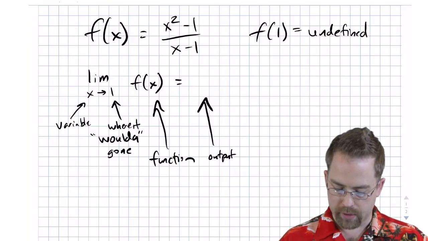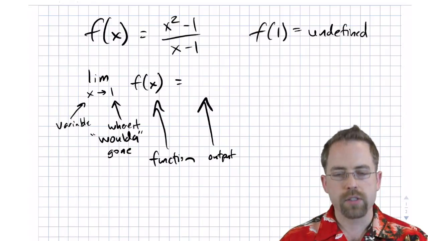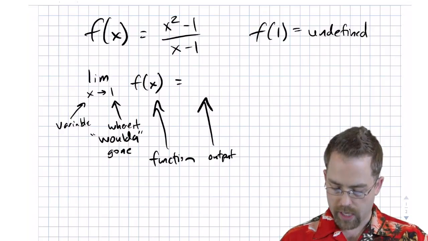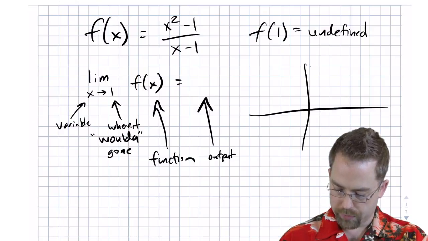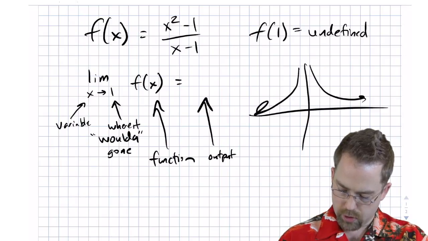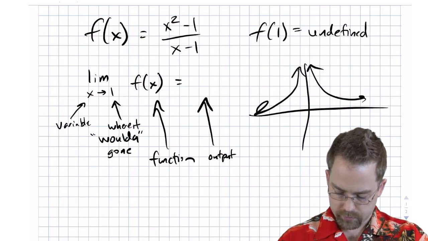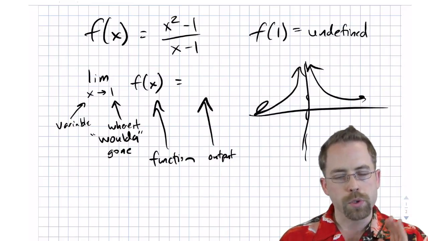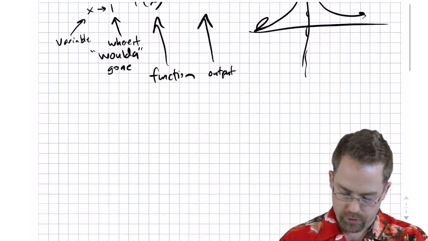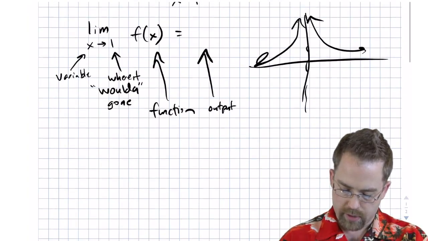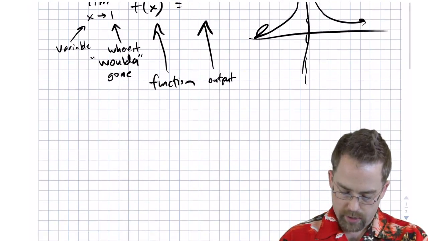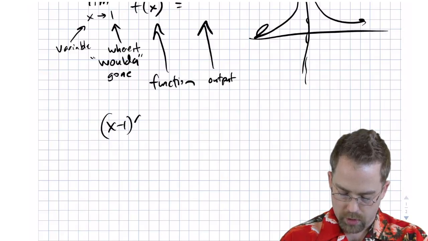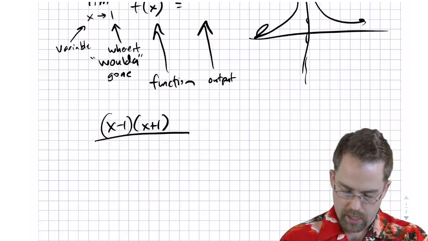Okay, so how do we think about this? What does x squared minus 1 over x minus 1 look like? Well, your first thought is to say this is going to be some kind of rational function, you know, with the asymptotes and crazy stuff like that. But notice the algebra helps you enormously. If you remember how to factor stuff, then you can see that x squared minus 1 is the same thing as x minus 1 times x plus 1. And then that denominator was still x minus 1.